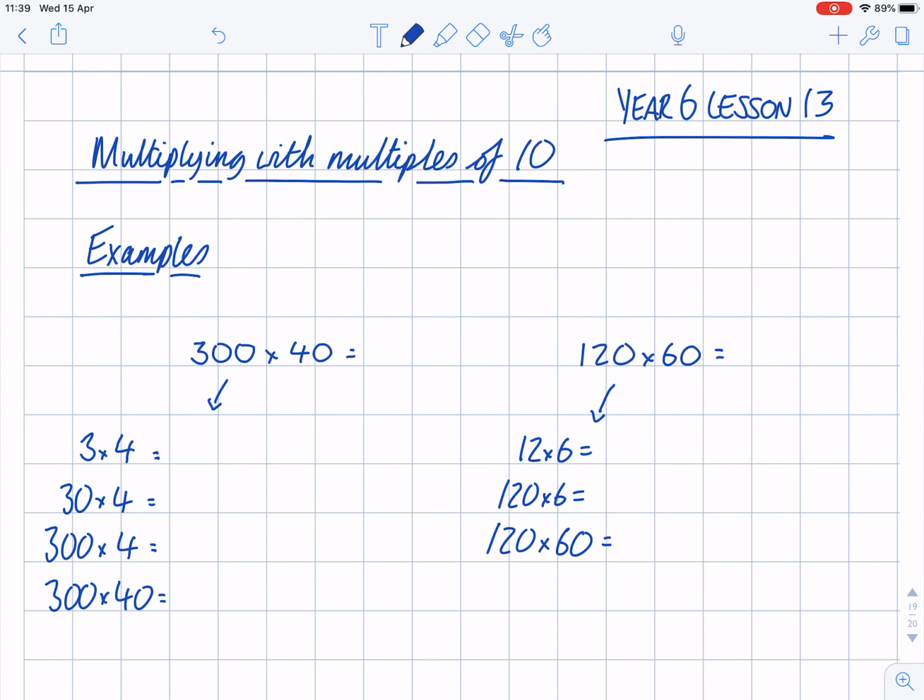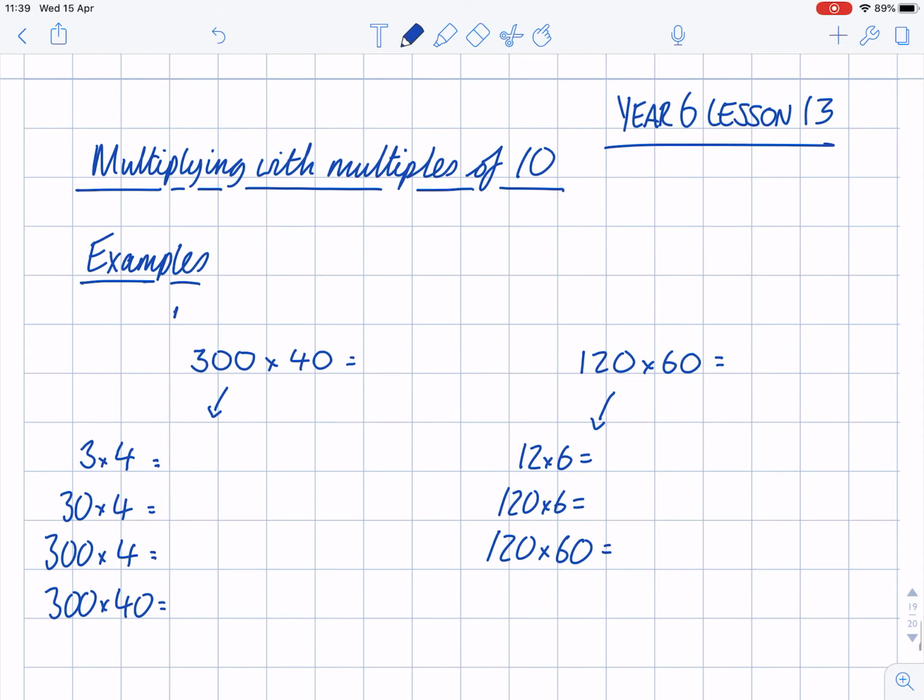Right, today's lesson. A little bit of a recap, hopefully. We're going to multiply with multiples of 10. There's a couple of rules that we follow just to speedily get the right answer. And we've got two examples. Example 1 here is 300 multiplied by 40.